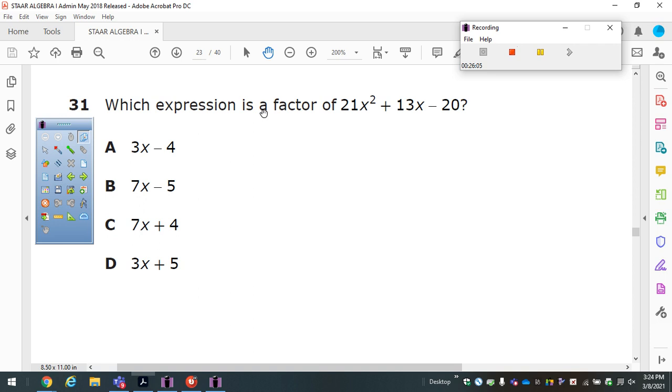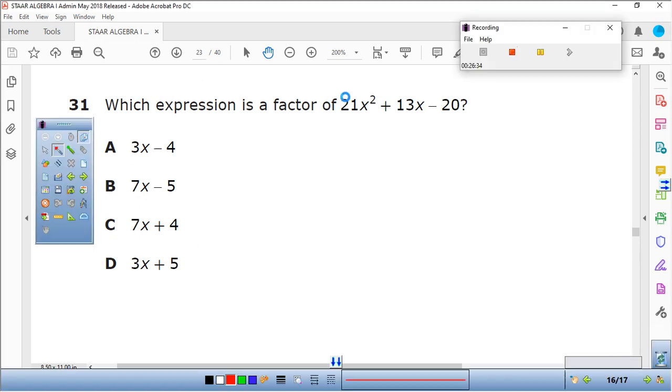Okay, so there's several ways. I'm gonna show you the way you're supposed to do it, the way I showed you to do it. You get this one here, multiply it times this one. I can't do this one, I have to get my calculator. Guys, please charge your calculators tonight, okay? So I'm going to go with 21 times a negative 20.